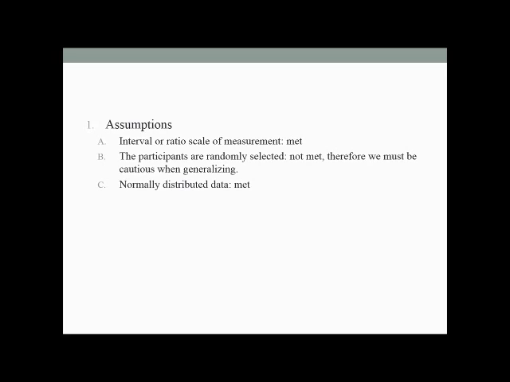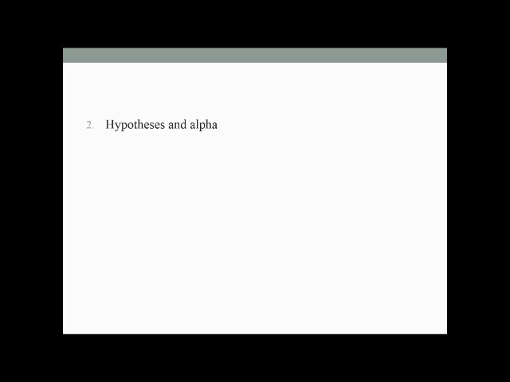Normal distribution is met because, based on the histogram, it's approximately normal. Independence is met. We just say that. And then population variances are equal. Homogeneity is met. So we can move on to the next step.